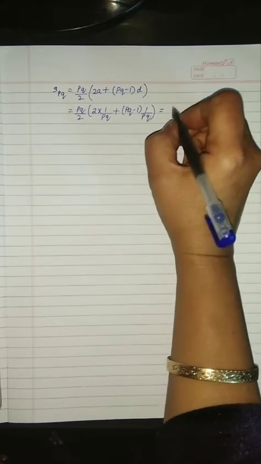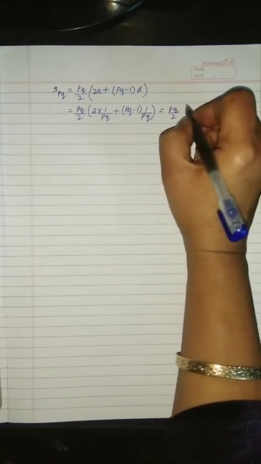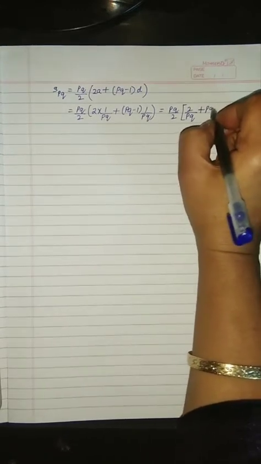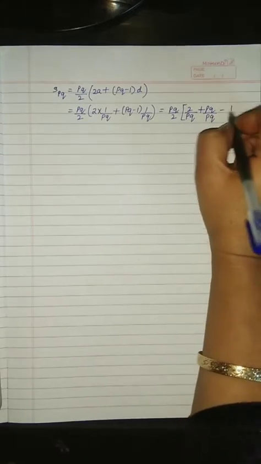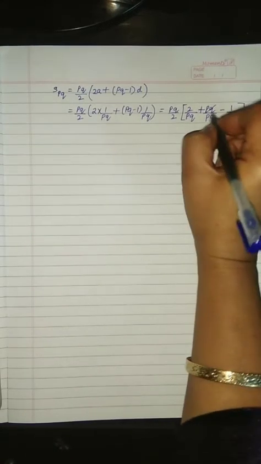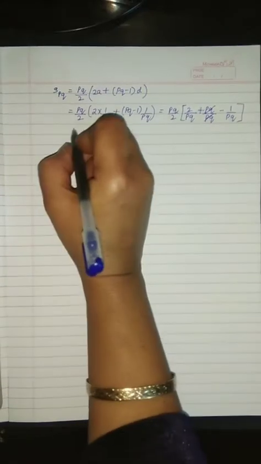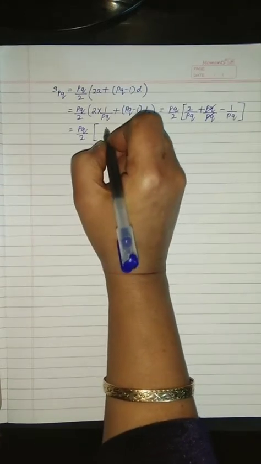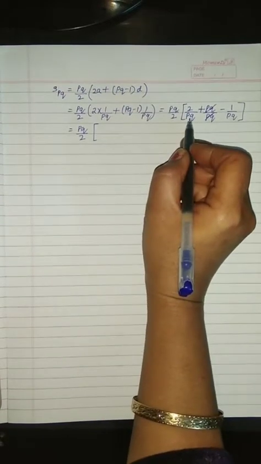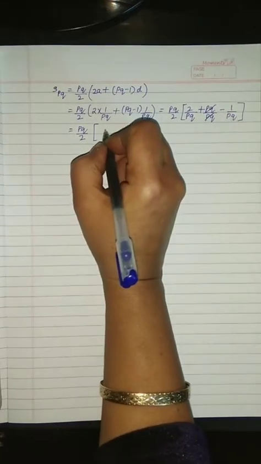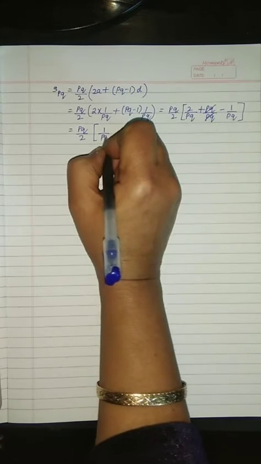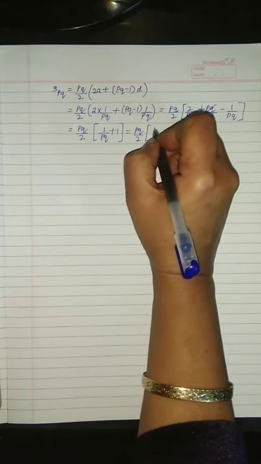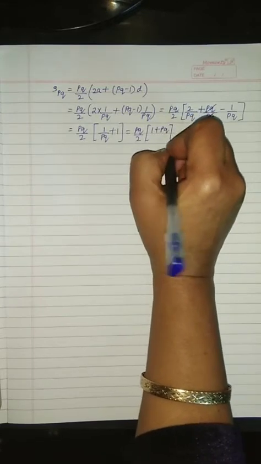Now it will be pq by 2 times 2 upon pq plus pq minus 1 upon pq. Here pq and pq will get cancelled, and we are left with pq by 2, then 2 upon pq minus 1 upon pq will become 1 upon pq, plus 1. So taking the LCM, it will be pq by 2 times (1 plus pq) by 2.